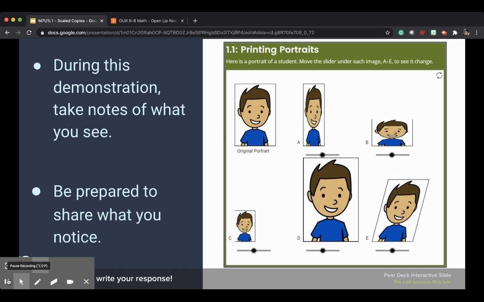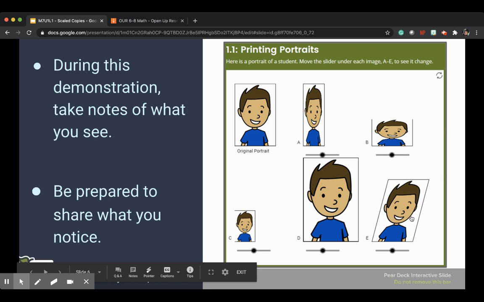So if you think about it, letter choice A, B, and E, if you look here on the screen, A, B, and E, they're not scaled copies because they have a change in shape. So for instance, if you look at picture A, this boy looks distorted from my original picture, right? Same in B and same in E. They have a change in shape compared to the original portrait.